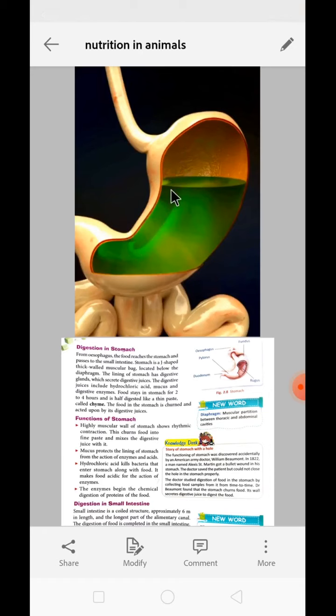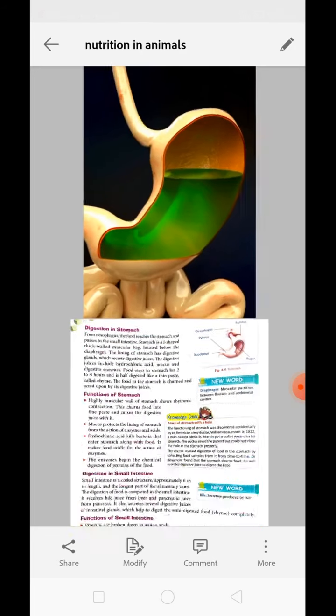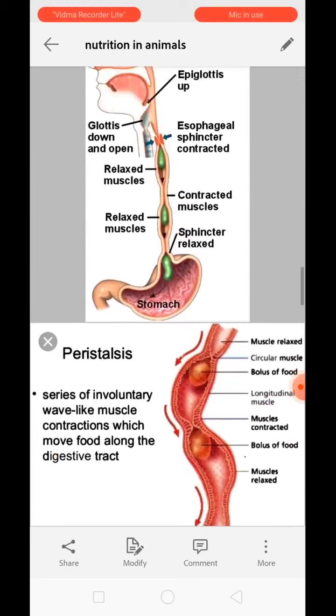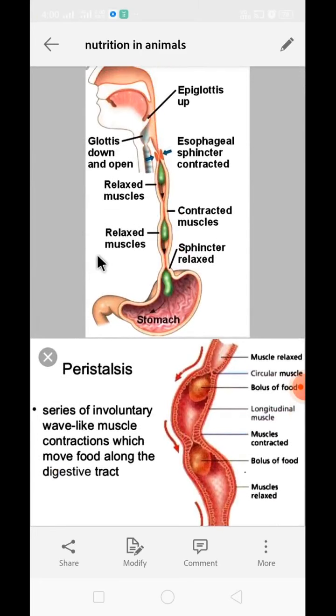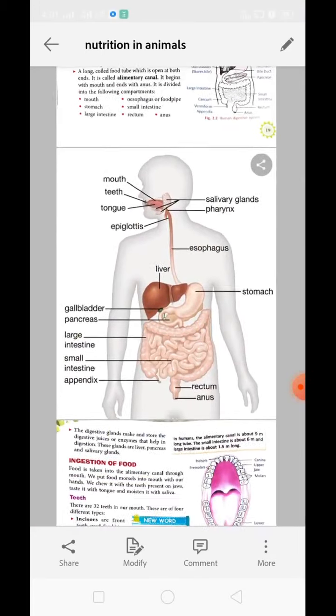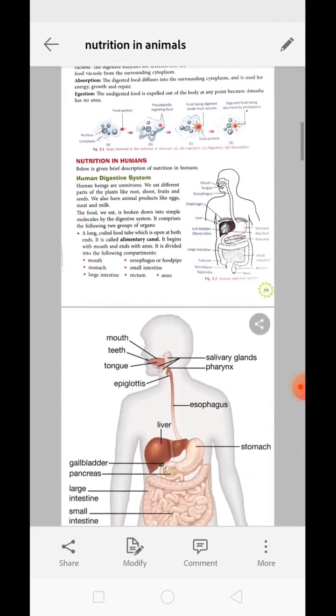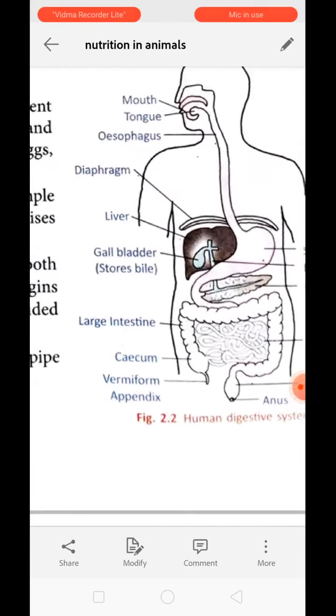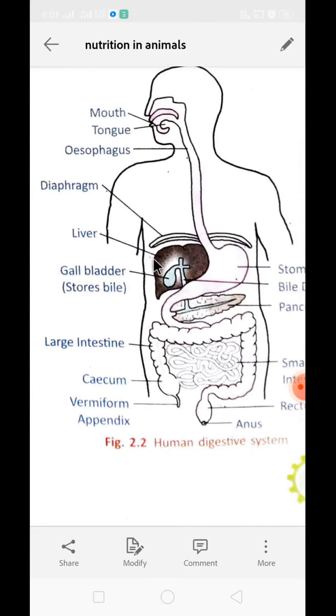It is a J-shaped muscular bag. The stomach is a J-shaped muscular bag which is located below the diaphragm. The diaphragm is the layer which separates the thoracic cavity from the abdominal cavity. You can see this is the picture present in your book. This is the diaphragm which is separating the thoracic cavity from the abdominal cavity.